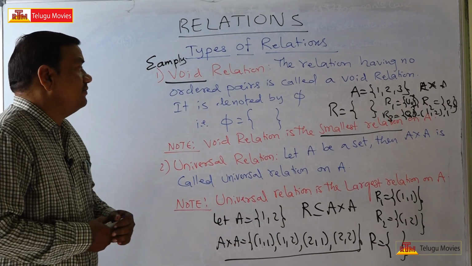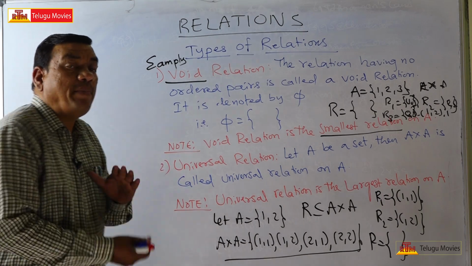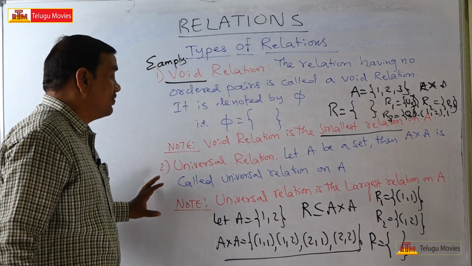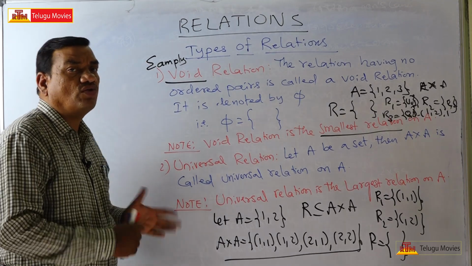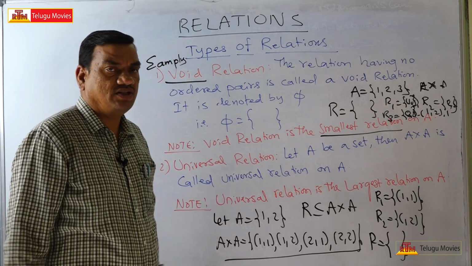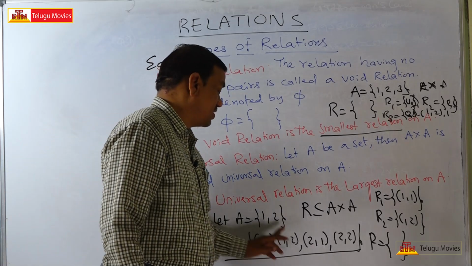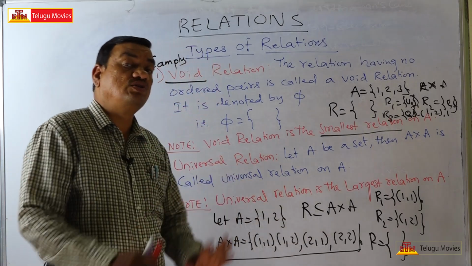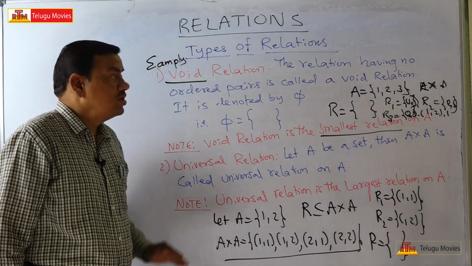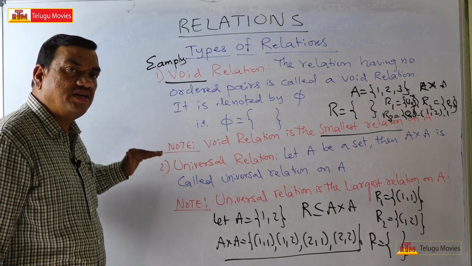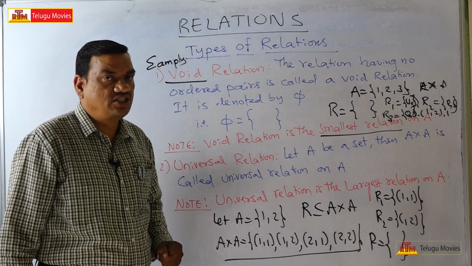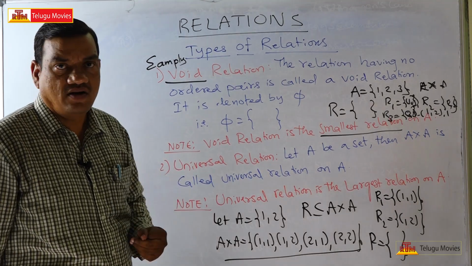While studying these two, study them comparatively. First learn the void relation, and afterwards learn the universal relation. Both are quite opposite. The void relation has no elements, while the universal relation will have all possible ordered pairs: (1,1), (1,2), (2,1), (2,2). So the void relation is quite the opposite of the universal relation. I hope you understand this concept. Let us see the remaining relations.